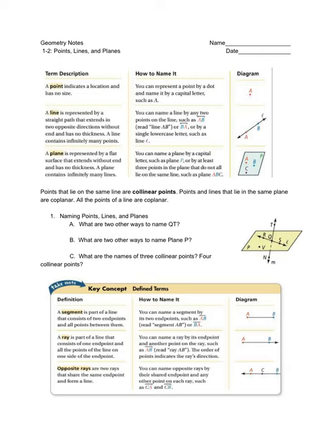So just to jump into it, a point indicates a location and has no size. So when you want to locate something and show where something is, you just put a point there and you can name it by a capital letter. So whenever you see a point with a capital letter, you know that that is an exact point.